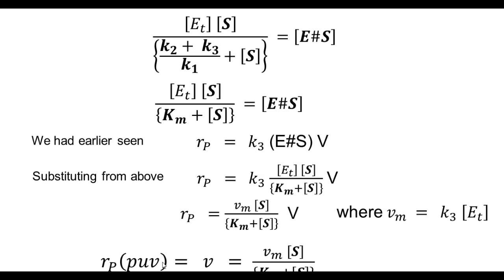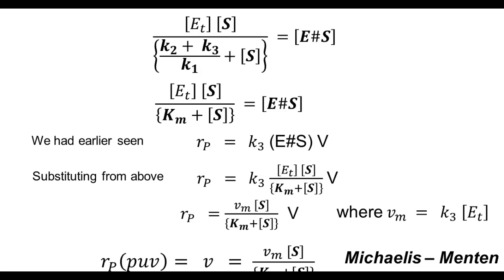Rp on a per unit volume basis, on a concentration basis, let us call that V, to be consistent with the terminology that you would be familiar with. So V equals Vm S by Km plus S. Does this appear familiar? Of course it does. This is the well-known Michaelis-Menten equation. This is the simplest enzyme kinetics equation for a single enzyme single substrate case, which goes as enzyme and substrate reacting together in a reversible fashion to form the enzyme substrate complex, which further goes to give you the product and the enzyme back.